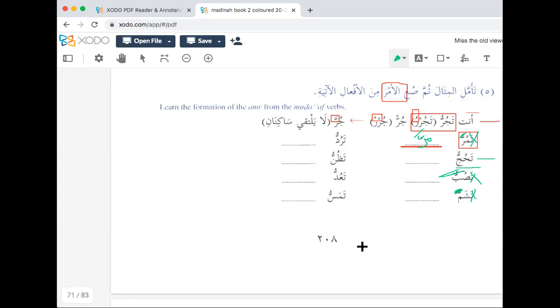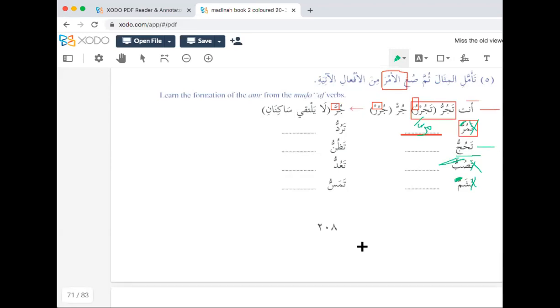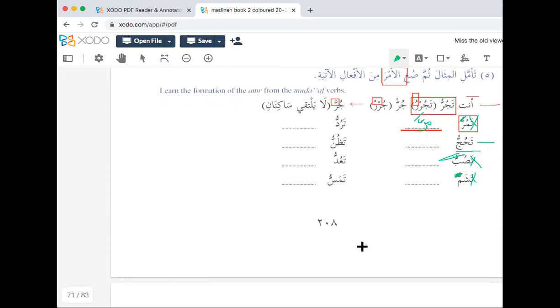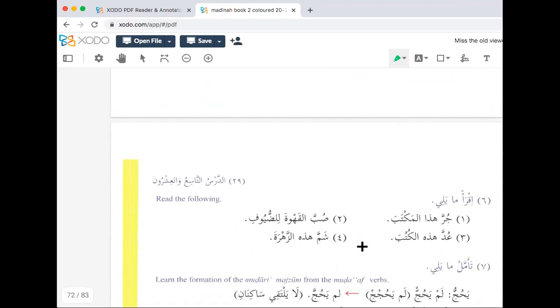How about this one? Dhanna yadhunnu. Dhunna. It means to imagine, to think. Yeah, something like that. And this one, ta'uddu. Udda. Barakallahu feek, got a hang of it now. And tamassu. Massa, yeah, massa. Exactly.